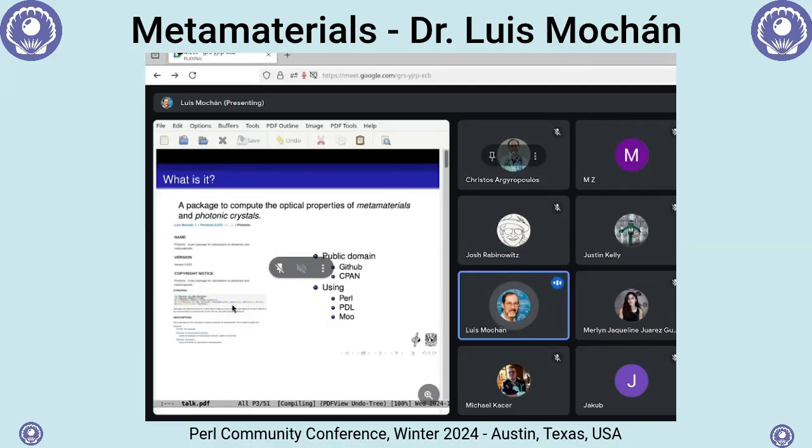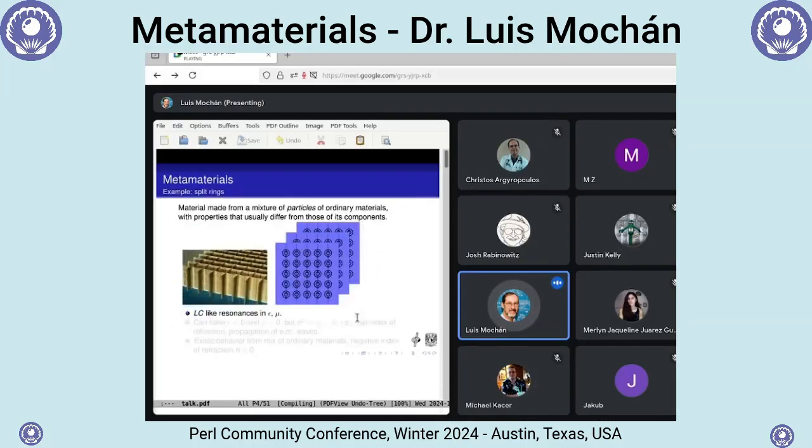Okay, so what is this program? It is a package to compute the optical properties, the electrical properties of metamaterials and photonic crystals. It is in the public domain, so it is in GitHub, in CPAN, and it was programmed using the Perl language, the Perl Data Language, and the Moo object system.